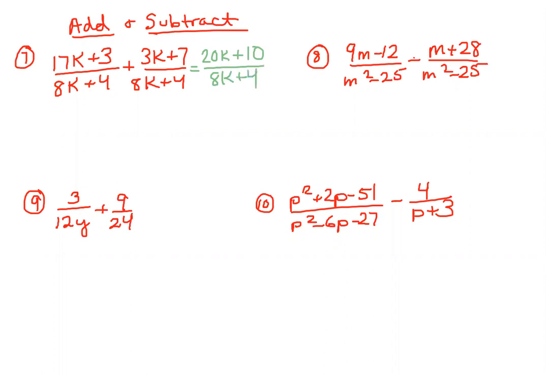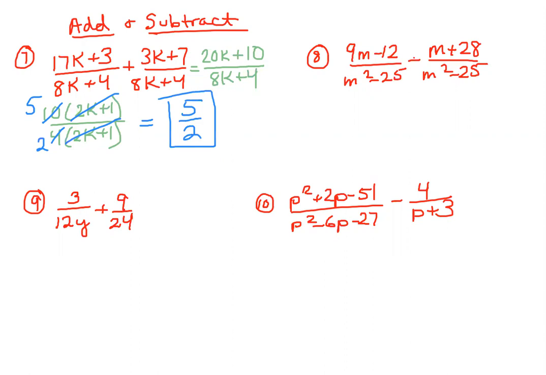But now we need to simplify. We can factor out a 10 in the numerator, and we're left with 2K plus 1. We can factor out a 4 in the denominator, and we're left with 2K plus 1. Look at that. Now we can cancel, and 2 goes into there twice, 2 goes into there 5 times, and our answer is 5/2.